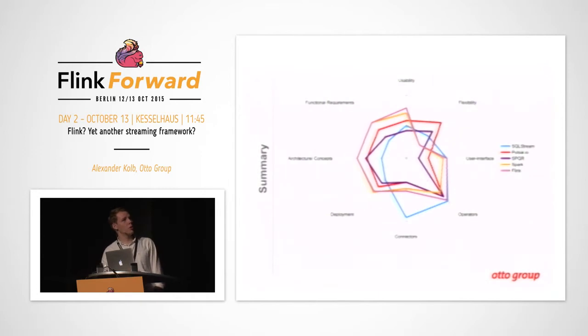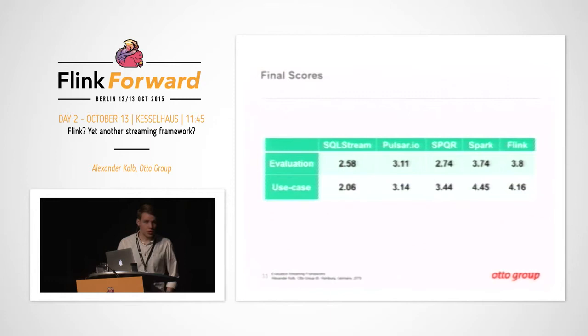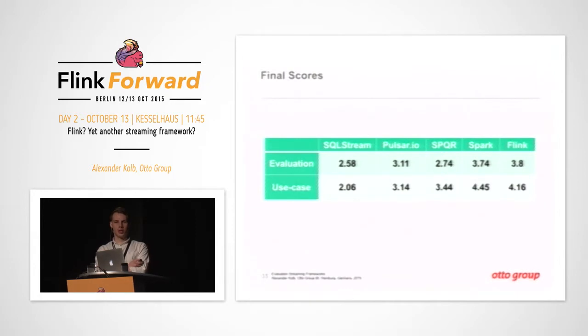So one thing we wanted to have is flexibility. So there, Pulsar is really outstanding from this kind of view, followed by Spooker and SQL Stream. And as you can see, Spark and Flink, there is some work to do, but we already started to improve this aspect in Flink. So these are the final scores that we had at the end of our evaluation. So in the use case, Spark is ahead of Flink because it took me less time to implement this.